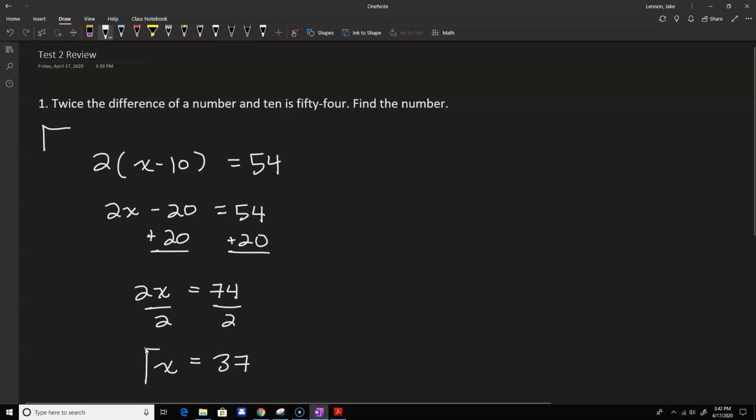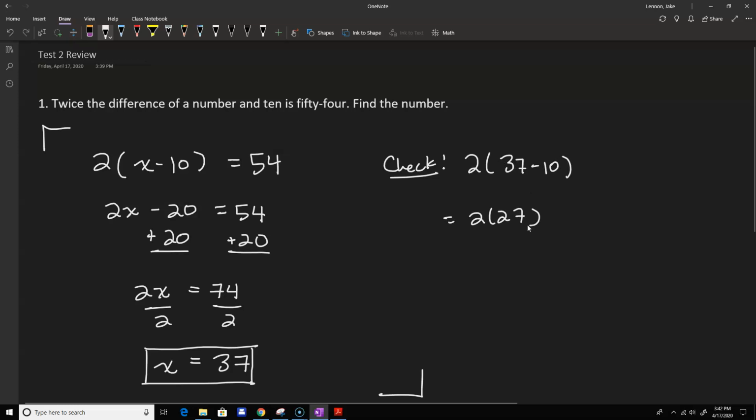If you want, you can go ahead and check that answer back in the original problem. So what do I mean? If you want to do a check, you can go ahead and plug 37 back into the original problem and make sure that comes out to 54. So you can do 2 times 37 minus 10, and that's equal to 2 times 27, which indeed equals 54. So you know your answer checked out. You don't have to do the check, but if you want to be certain, it's a good thing to do.